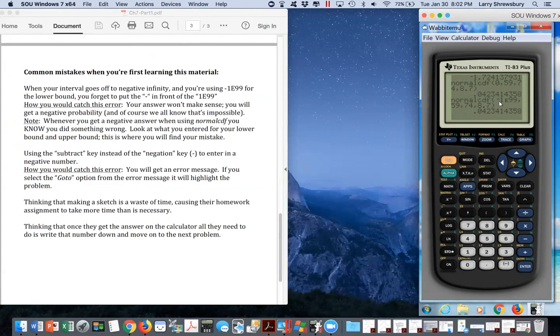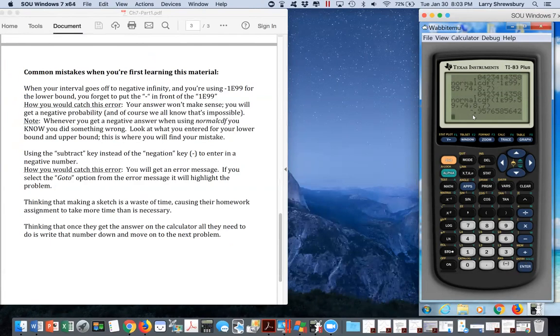But sometimes what can get people in trouble here with this one, let me just press second enter so we get it back again, is they forget to put the negative in there. Well, if you do that, your lower bound is bigger than your upper bound. You didn't necessarily get it backwards, you just left out the negative sign. But if you were to get your lower bound, upper bound backwards, what does your calculator do? Does it warn you that you've done that? Nope. It tries to make a fool out of you by giving you a negative probability.